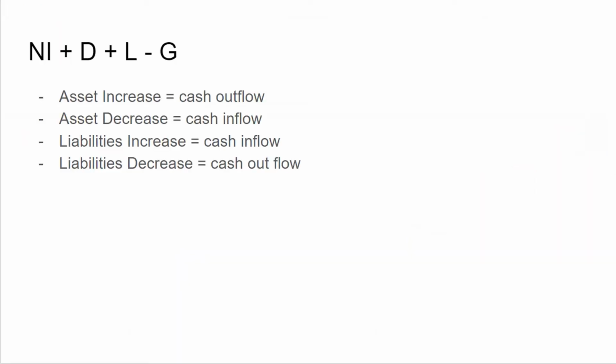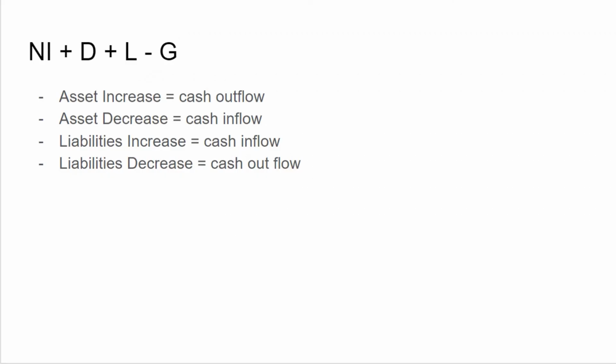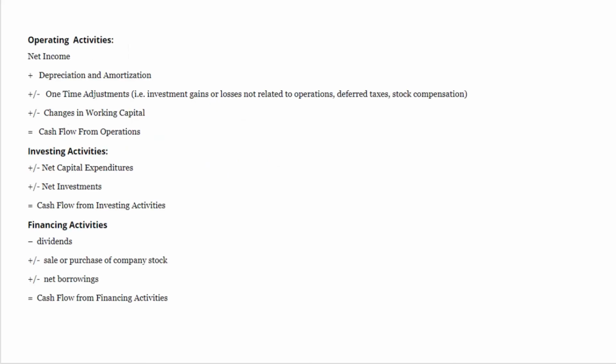All right, so a couple notes to remember when looking at the cash flow statement, particularly the section for operations. The top section, you always want to take net income, add back depreciation and amortization, add any losses in the period, and subtract any gains in the period. So a reminder: asset increase equals cash outflow, asset decrease equals cash inflow, liabilities increase equals cash inflow, and liabilities decrease equals cash outflow. So this section breaks down all three sections of the cash flow statement.